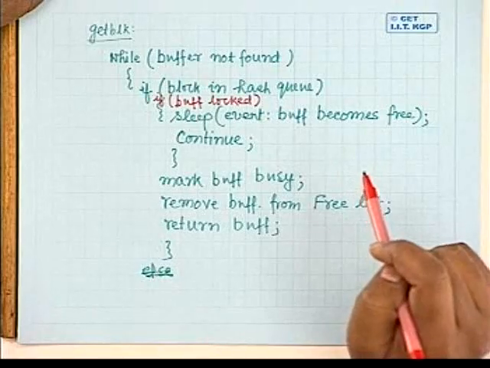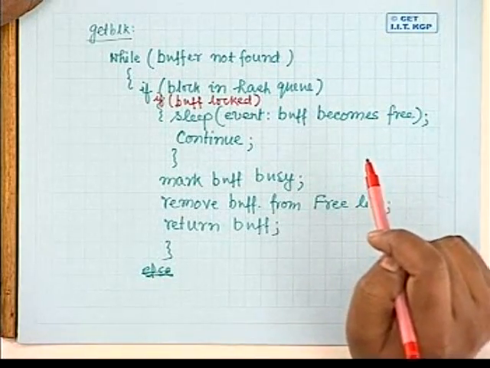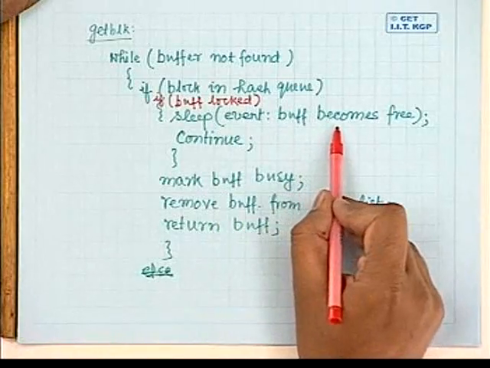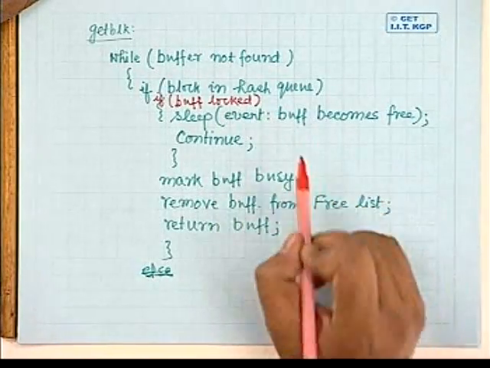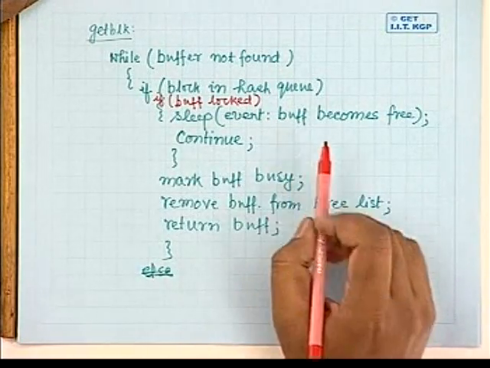What the kernel does is, if it finds that the block containing the data is available in the buffer cache, then we can have two different situations. The buffer may be locked by some other process. In that case, the process which has put the request has to go to sleep until the buffer is free. When the buffer becomes free, the process will wake up and it can get the corresponding buffer.